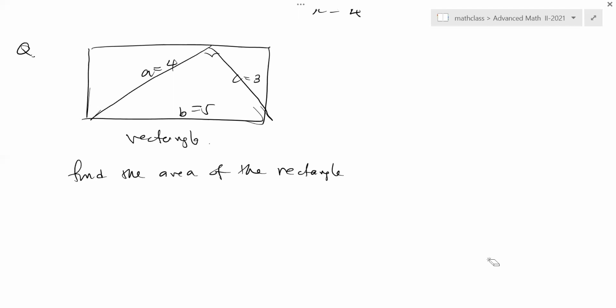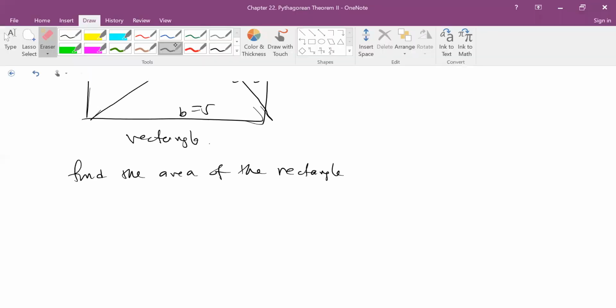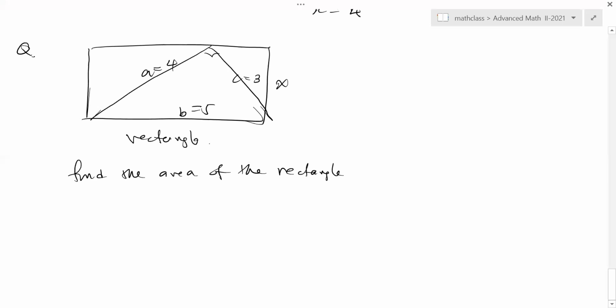What is missing is this one, the width of the rectangle, right? The width of the rectangle is x. If you find x, you find the area. 5 times x is the area. So the next step is you have to find the equation for x. Do you have ideas? I'll give you half a minute to think about it.